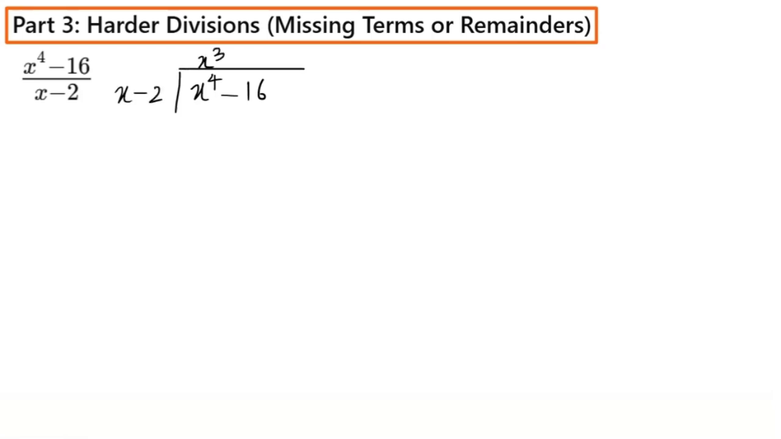x cubed, in order to make this x to the power of 4. But now when you multiply -2 with x cubed, you don't have the x cubed term over here. So you can just write it to the side, 2x cubed. And when you subtract the lower expression from the top one, the signs change anyway. So this cancels. This will be 2x cubed minus 16.